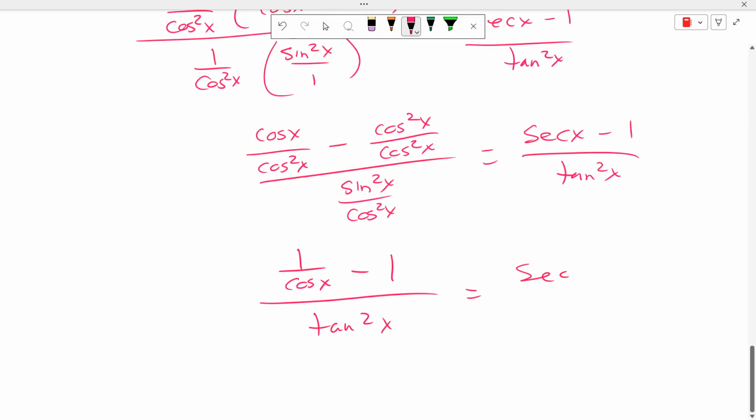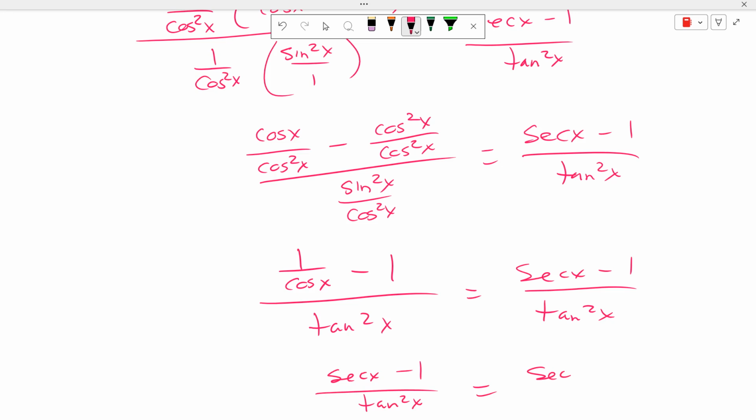So I'm really close. So I have secant of x minus 1 over tangent squared of x equals secant of x minus 1 over tangent squared of x. That's taking the right side and manipulating a little bit so I can see where I want to head to on my left-hand side. Okay? Increasing your brain power a little bit. Okay.